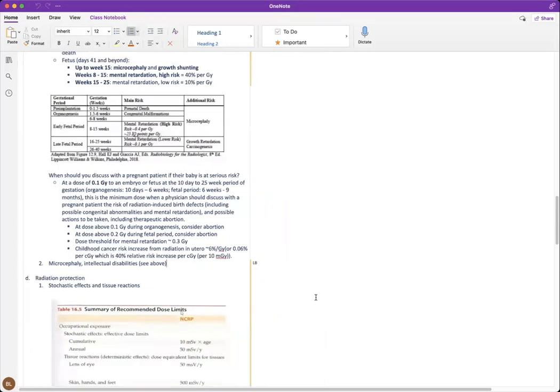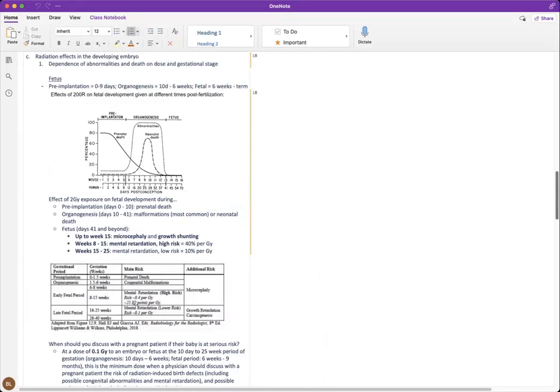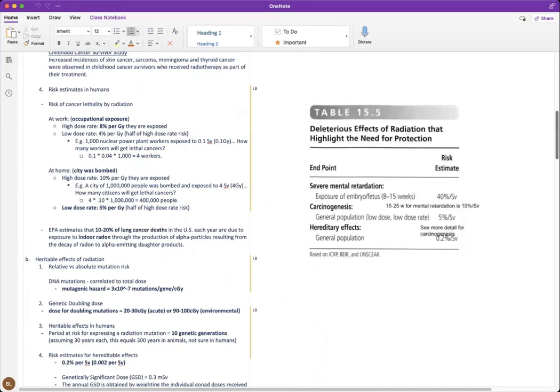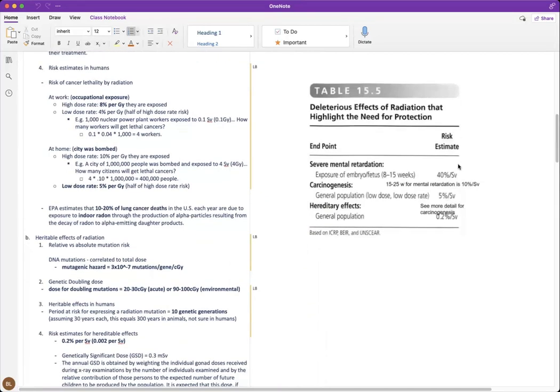Okay. So here's a table also showing what we just covered: 8 to 15 weeks, high risk of mental retardation, 40% per gray. Carcinogenesis in the general population, 5%.